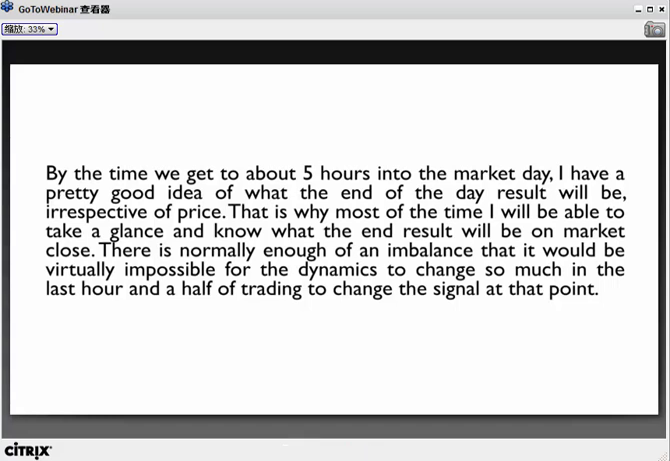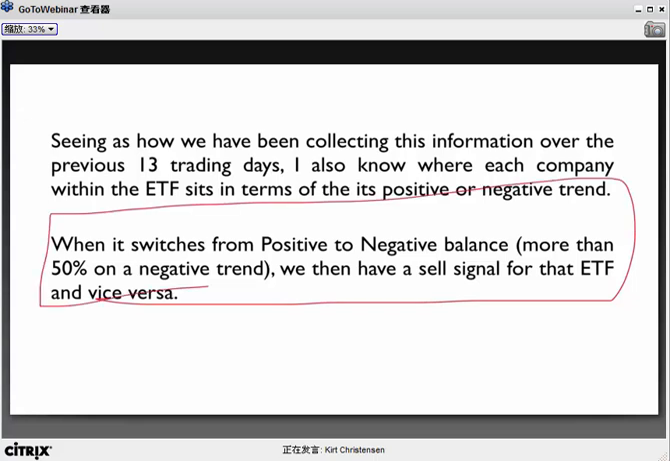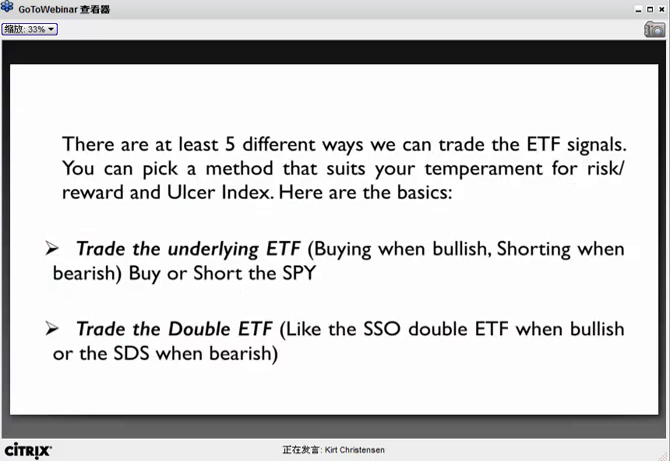Okay, so seeing as how we've been collecting this information over the prior 13 trading days, we know where each company within the ETF stands in terms of a positive or negative trend. And when it switches from positive to negative balance, more than 50%, we have a buy or sell signal. Now, there are 5 different ways that you can trade these signals. All the results that we talked about, the 4.03% per month, that's based on trading the single ETFs.